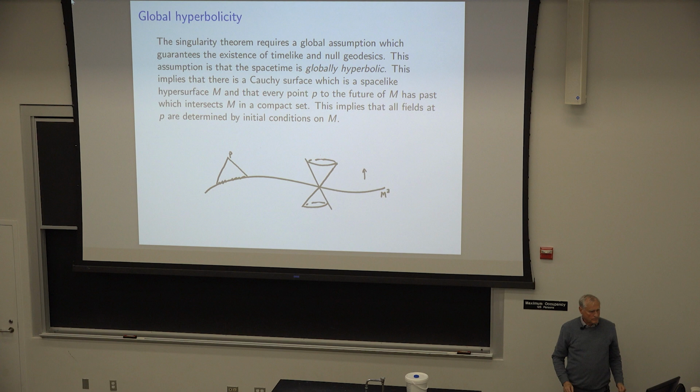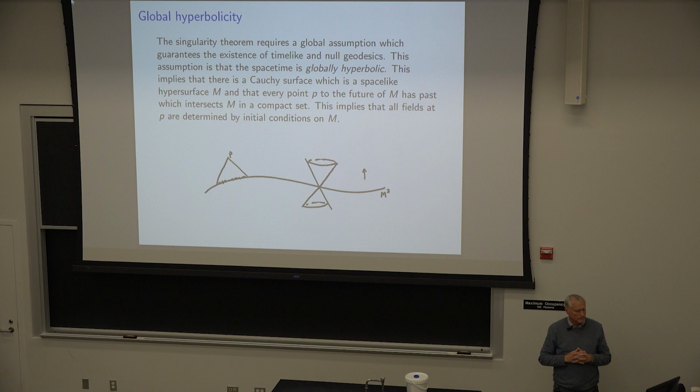It's called global hyperbolicity. And again, I have that same picture, the initial value problem. So it just means that there's a Cauchy surface. That means there's a space-like hypersurface. And every point in the space-time is determined by data on that surface. So if I look at a point, say, to the future of that surface, and I look at its past, it intersects the Cauchy surface in a compact set. And so that's what you might call a predictable space-time. So it's called globally hyperbolic.